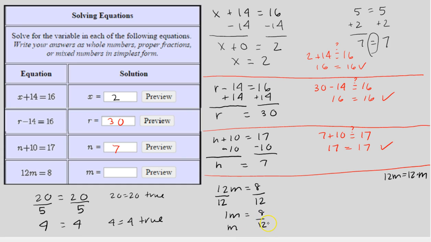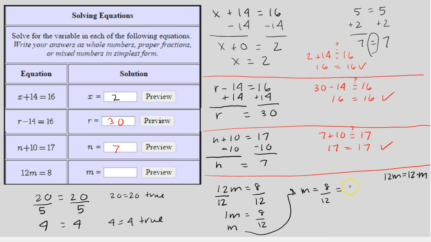which is a fraction. Now I'm going to look back at the directions because I remember they had some specifications for our answers. So it says whole numbers, well, we have a fraction. Proper fractions, well, this is proper because the numerator is less than the denominator. In simplest form. So this is not in simplest form. I'm going to move this on up here. M equals 8/12.